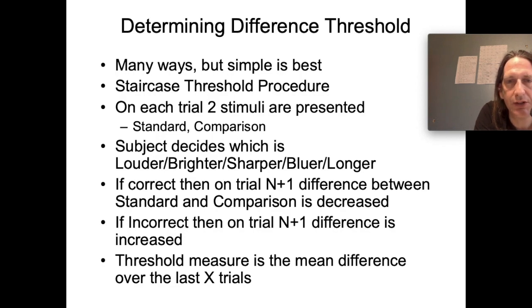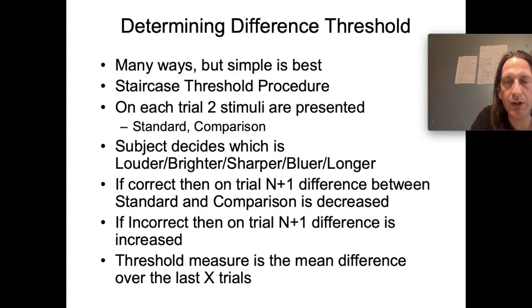And the subject simply has to decide which is louder, brighter, sharper, bluer, longer, whatever the stimulus domain is. If they get it correct on that trial, then the difference between those 2 stimuli on the next trial is decreased. Okay, so let's say we're talking about time here. So I play you 2 notes. One is longer than the other one. I ask you which is longer. If you get it correct, then on the next trial, I'll reduce the difference between the lengths of those 2 tones and see whether you get it right. If you get it right, I'll reduce it again. And I'll keep doing this until you get it wrong.